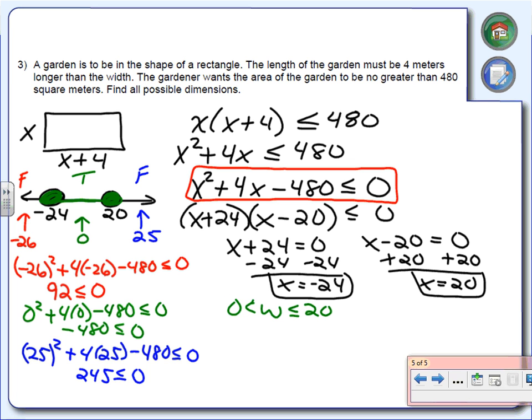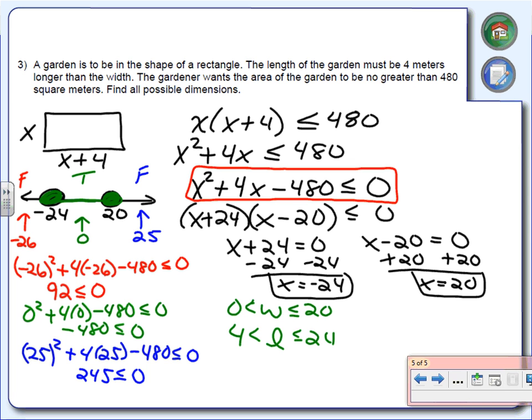Okay, so our width is going to have to be some value between 0 and 20. Can't be equal to 0 because then we would have no width. But we're still lacking the length. So let's put in the length real quick here. Now remember, the length is going to be 4 more than the width. So all I'm going to do is take each of these values I have up here and do what? Add 4. So this now becomes 24. This one over here now becomes positive 4. So our length is somewhere between 4 and 24.